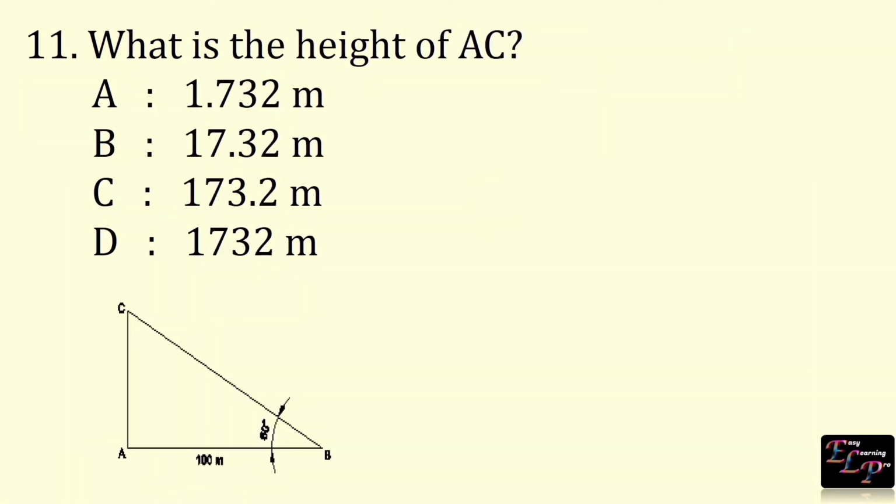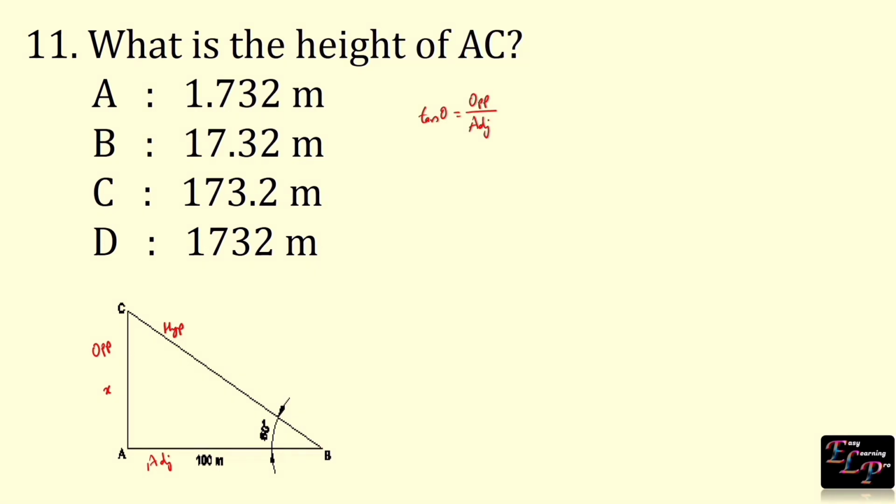What is the height of AC? Here the angle is given as 60 degree. So this side is opposite, this side is hypotenuse, and this side is adjacent. We have to find height of AC. Let us take this as x. The trigonometric ratio which relates opposite side and adjacent side is tan theta. Tan theta is given by opposite by adjacent.